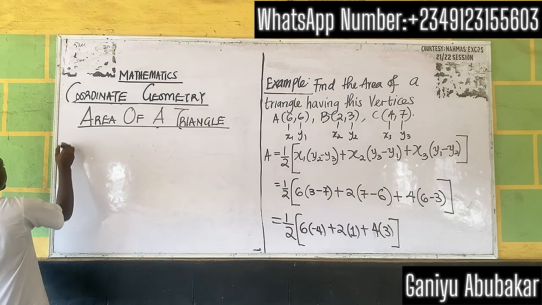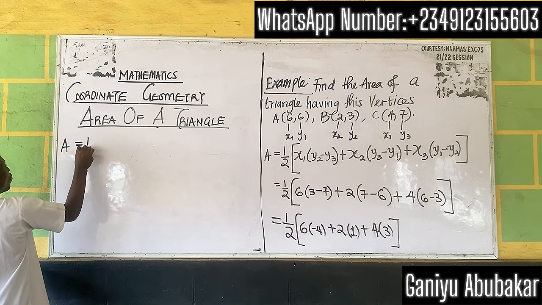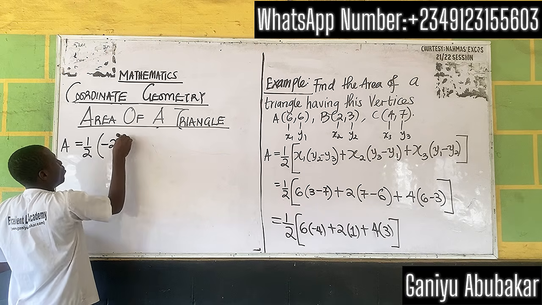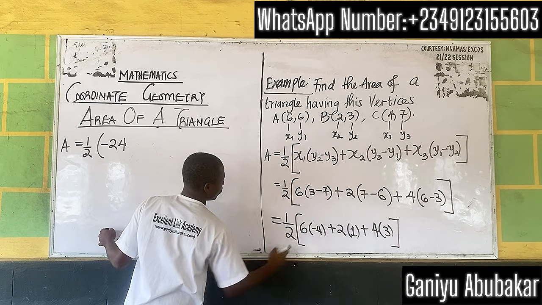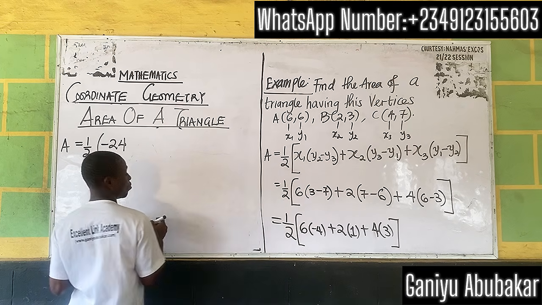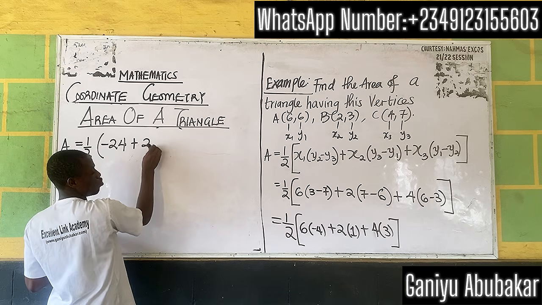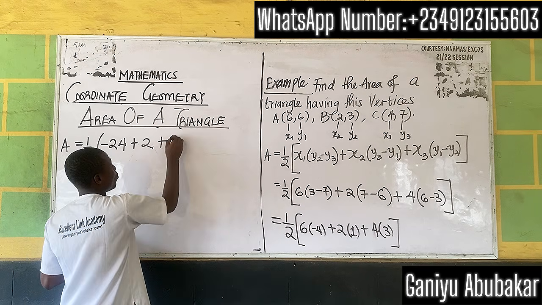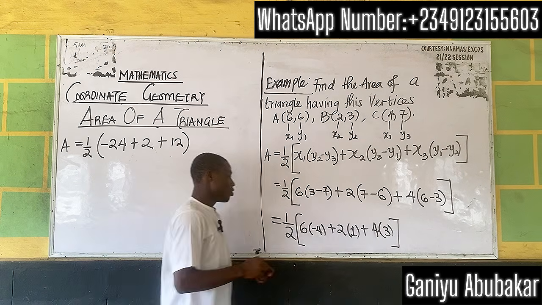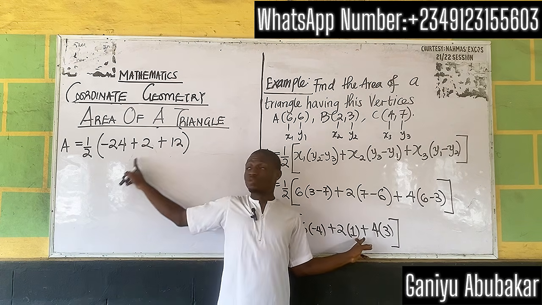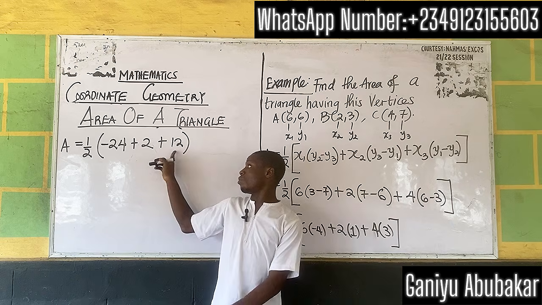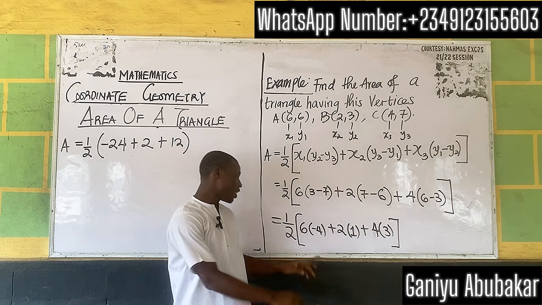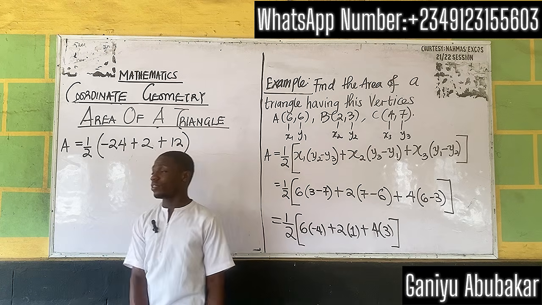the area is equal to 1 over 2 into minus 24, because 6 times minus 4 gives minus 24, plus 2 times 1 gives you 2, plus 4 times 3 gives you 12. All right. 2 times 1 gives you 2. 4 times 3 gives you 12. 6 times 4 normally is 24, but the negative sign is here. Attach it to it, please.